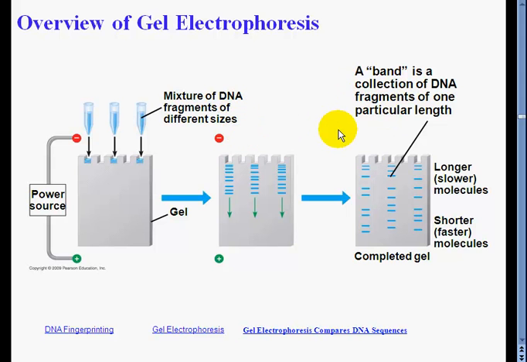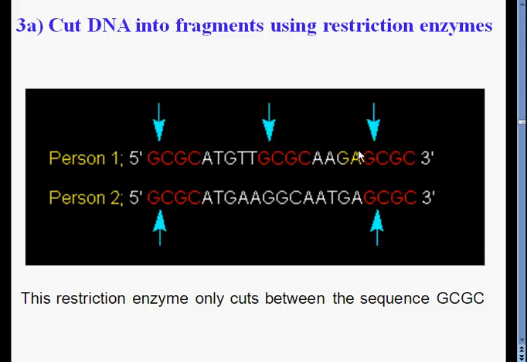And at the end of running the gel, you will see different bands of DNA based on the size of the DNA. In general, the shorter the DNA sequence, the faster it goes. The longer the DNA sequence, the slower it goes. And we can then compare these DNA bands. This is what's known as a DNA fingerprint, although it's not really a fingerprint, it's actually the DNA sequences from different people. So let's break this step down.